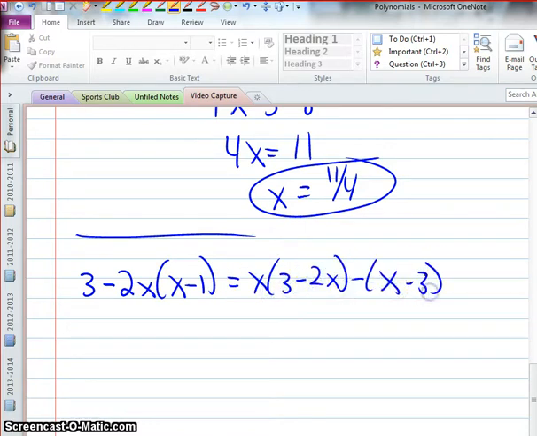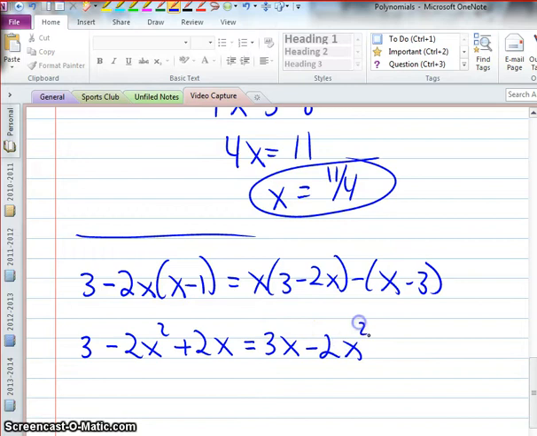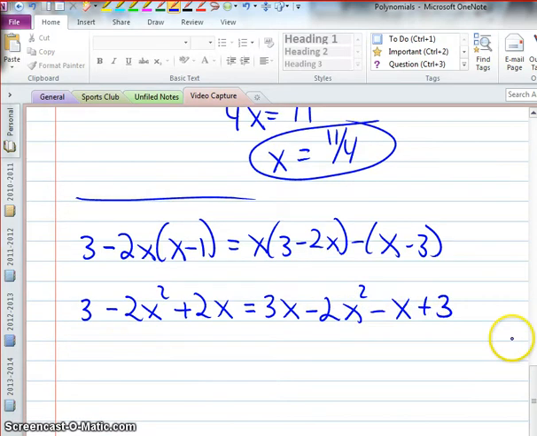So we've got a lot of stuff going on here. Let's start by distributing this negative 2x, so the negative is going to go along for the ride. Going back to our rules of exponents, negative 2x times x would be negative 2x squared, and then negative 2x times negative 1 becomes a positive 2x. That's going to equal 3 times x is 3x, negative 2x times x is negative 2x squared, and then distribute the negative sign through both terms. Let's combine terms on the same side.